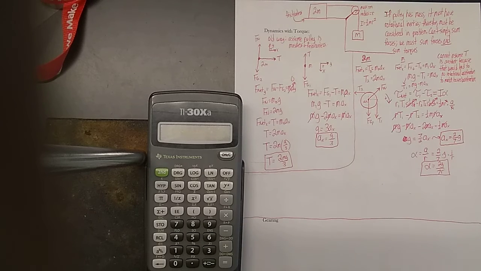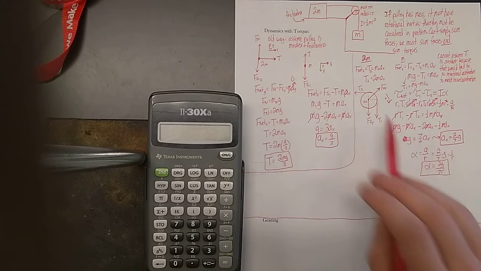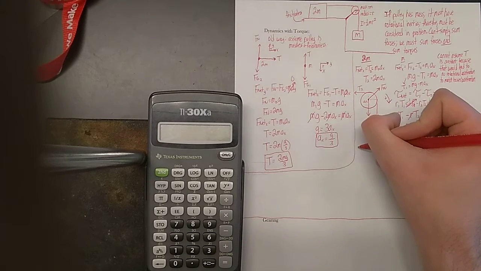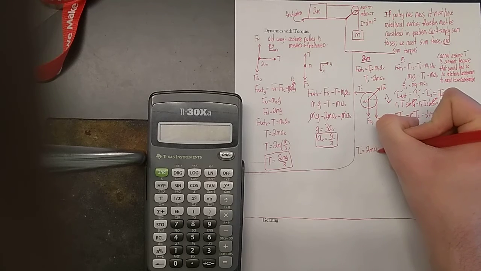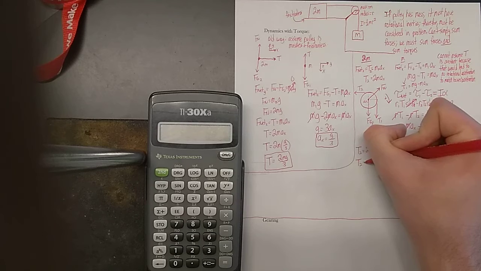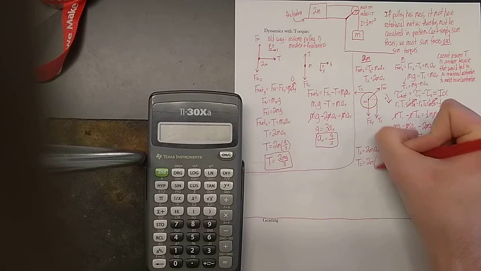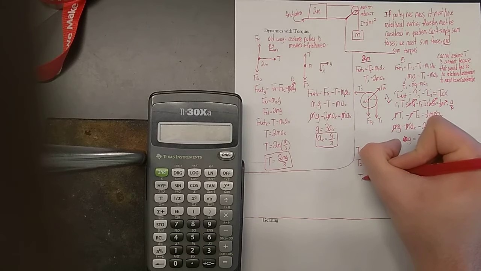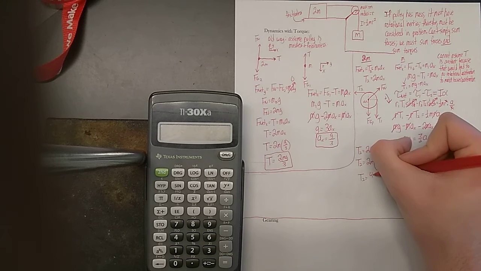Finally, let's go back and take a look at the tensions. Now that I have the linear acceleration, I should be able to go back and find those. T2 was given by 2m ax. T2 must be 2m times 2/7 g. T2 ends up being 4mg over 7.